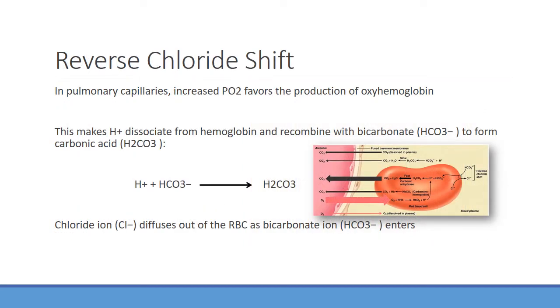So looking at the reverse of the chloride shift, once the red blood cells travel up into the pulmonary capillaries, this is where you're going to find that the increased partial pressure of oxygen favors the production of oxyhemoglobin, or favors that binding of oxygen to hemoglobin to form that stable molecule. So basically having the oxygen come onto the hemoglobin helps to have that hydrogen ion dissociate from the hemoglobin, and it's going to recombine with bicarbonate to form that carbonic acid. Basically, as the bicarbonate ions enter into the cell, you're going to have chloride ions diffuse out of the red blood cell, right? So that's the reverse chloride shift happening there. We're trying to get that bicarbonate back into the red blood cell so it can be converted back over into CO2 and water.